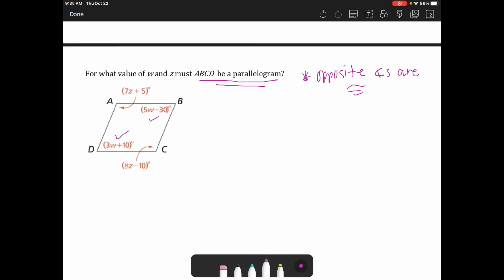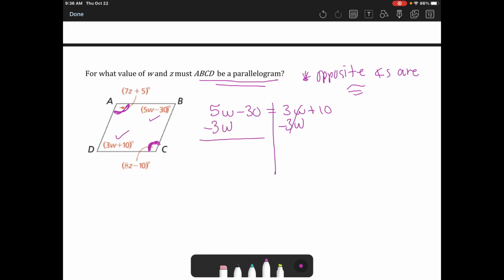So we can say 3w plus 10 is congruent to 5w minus 30. So 5w minus 30 is equal to 3w plus 10. And then 7z plus 5 is equal to 8z minus 10. So let me solve this one first.